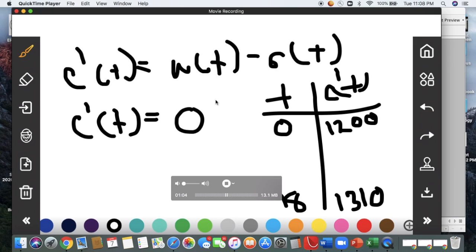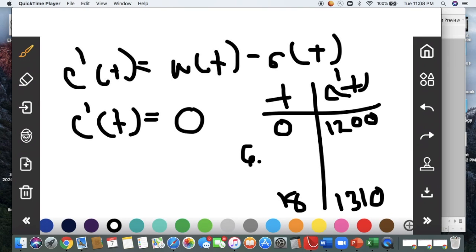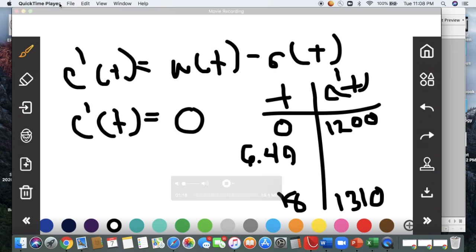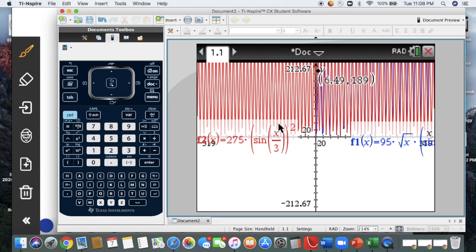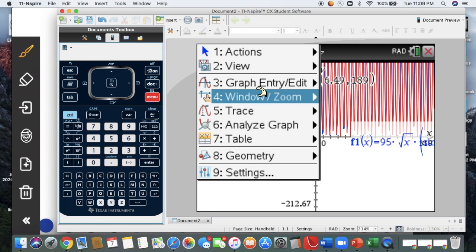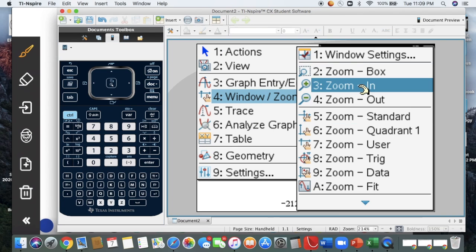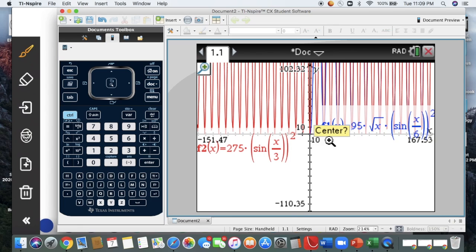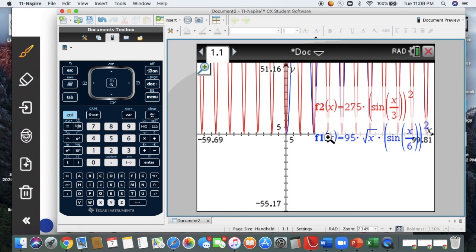So 6.49 as a time where c prime of t equals 0. And now we can come back and we're going to just scan to make sure that there's no other intersections. And remember, we're only going to 18, so we can come pretty close.